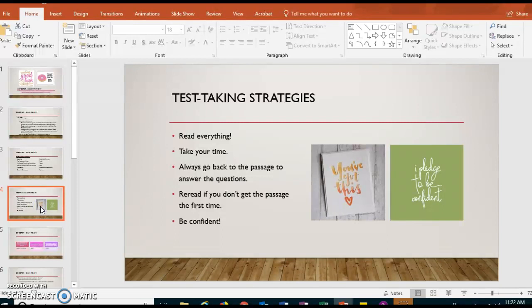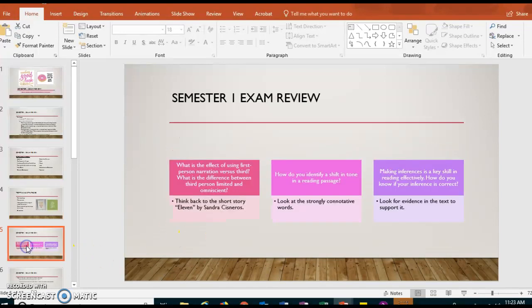Test taking strategies, very important. Read everything. Don't go through and just assume that answer one is going to be the right answer. That's a bad habit to get into. Make sure that you're reading every single question. Take your time. Always go back to the passage to answer questions. Reread if you don't get the passage the first time and be confident.